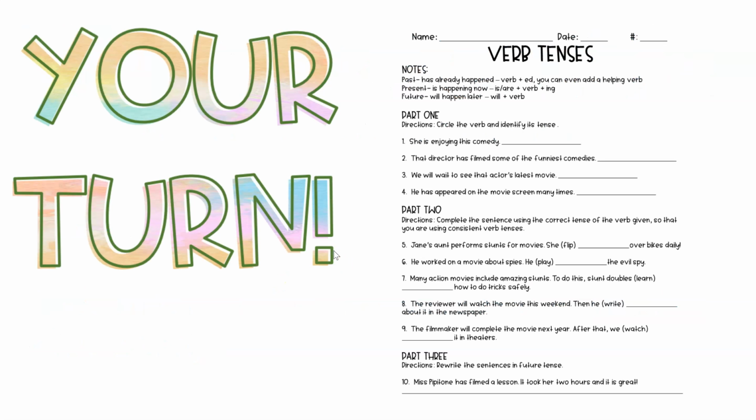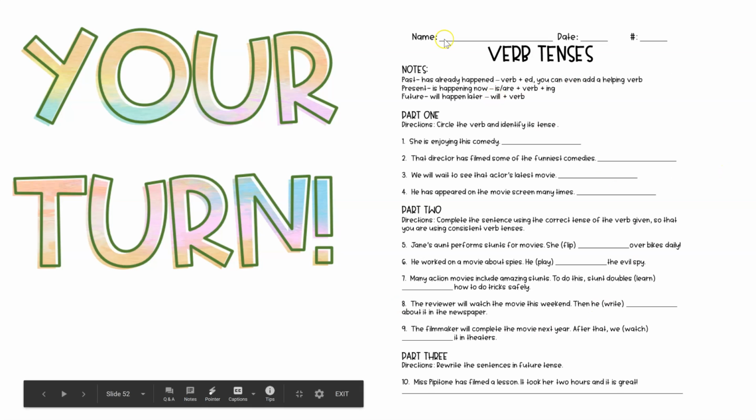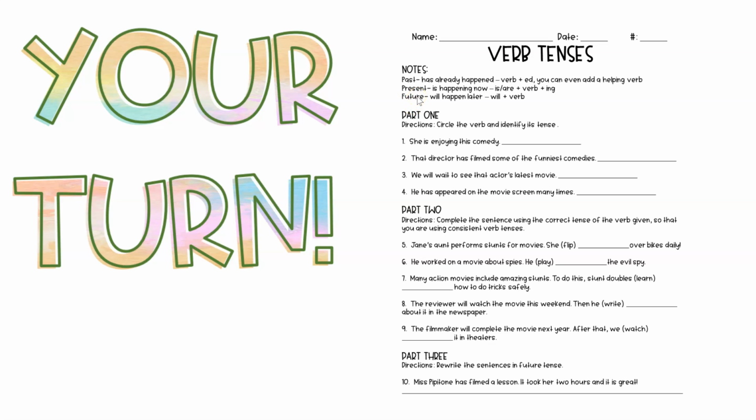It's your turn, boys and girls. On Google Classroom, you have this slide here. You have some notes at the top to refresh your memory of the verb tenses and how they alter or change a verb. In part 1, you will circle the verb by clicking and dragging circles and identify its tense on the line here. So you would just circle the verb and then tell me if it is past, present, or future. You'll do that for problems 1, 2, 3, and 4.